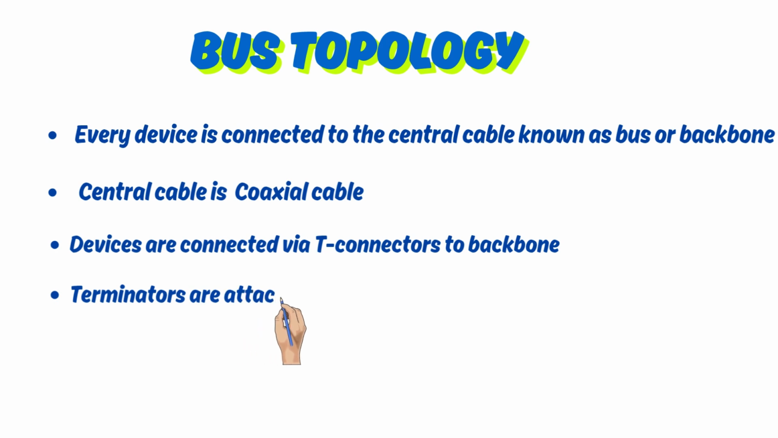At both ends of the cable, terminators are attached. These are 50 ohm resistors that absorb data signals once they reach the end of the cable, preventing them from bouncing back, which can cause interference and data collision.